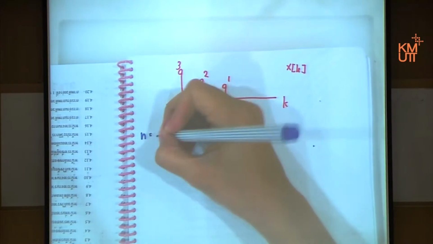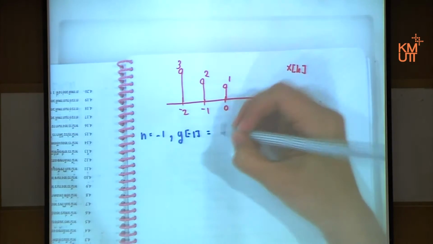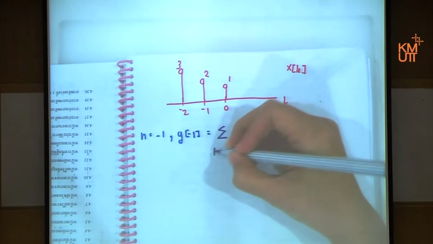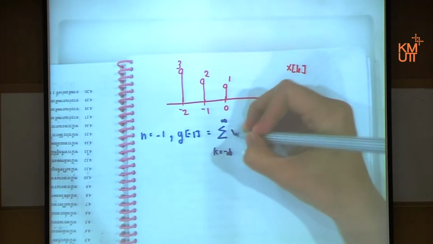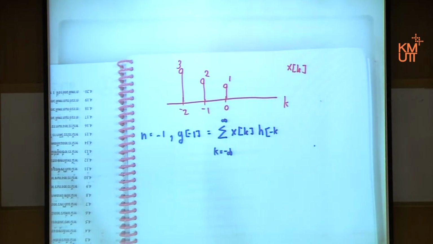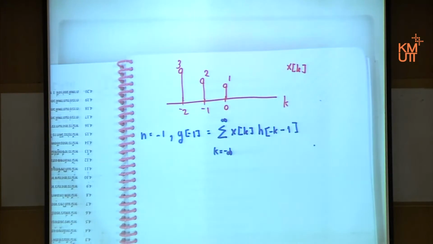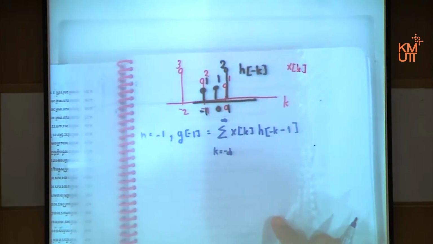Suppose we want to find y[n] for n equal to minus 1. It means that we can find y[-1], the summation over k from minus infinity to infinity of x[k] h[-k + n], right? So it must be minus 1 like this. n equal to minus 1, right? So it means that the scale is not equal.